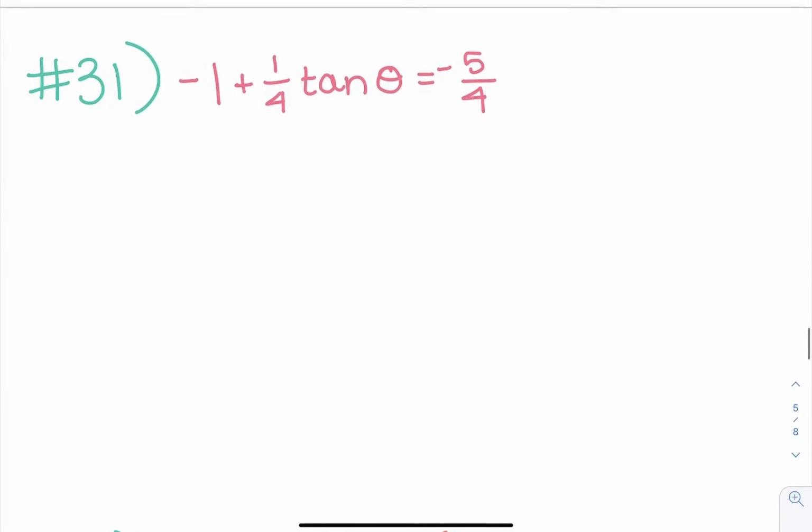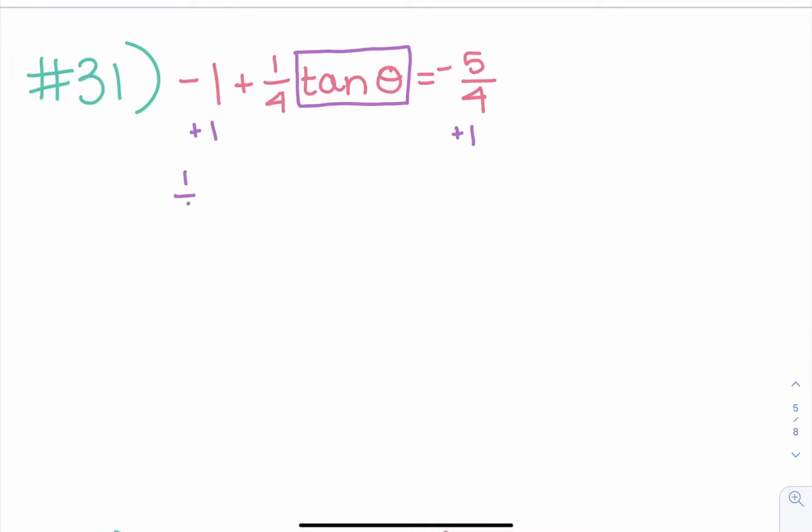So in number 31, we have -1 plus 1/4 tangent of theta equals -5/4. The first thing I would do is draw a box around your function and try to isolate it. So think of this as like a variable, like an x that you're trying to solve for. So to undo everything that we've done, we're going to add 1 to both sides first.